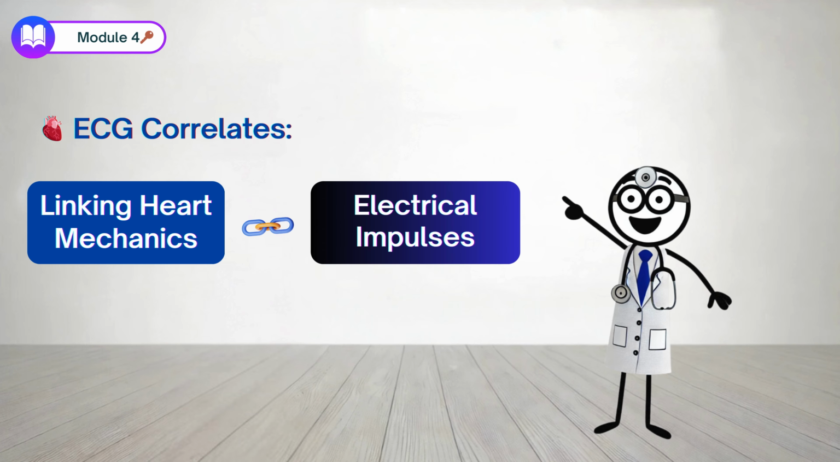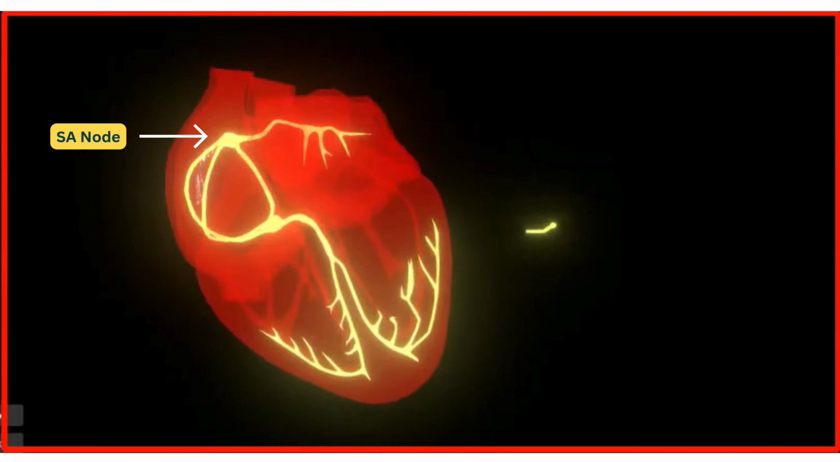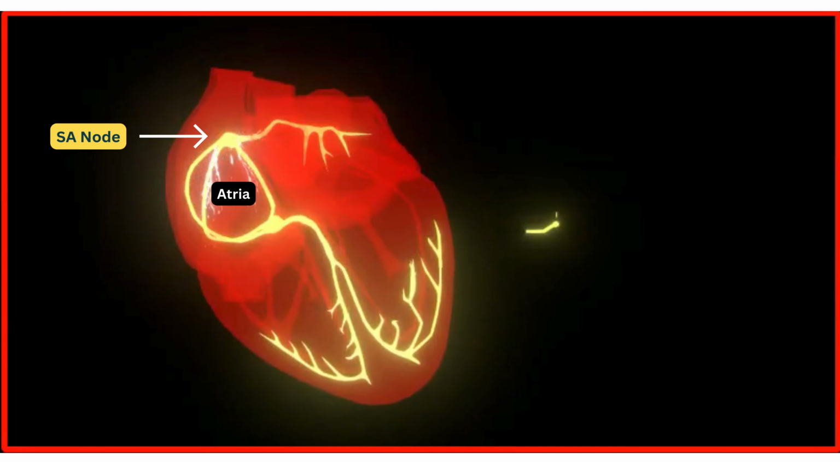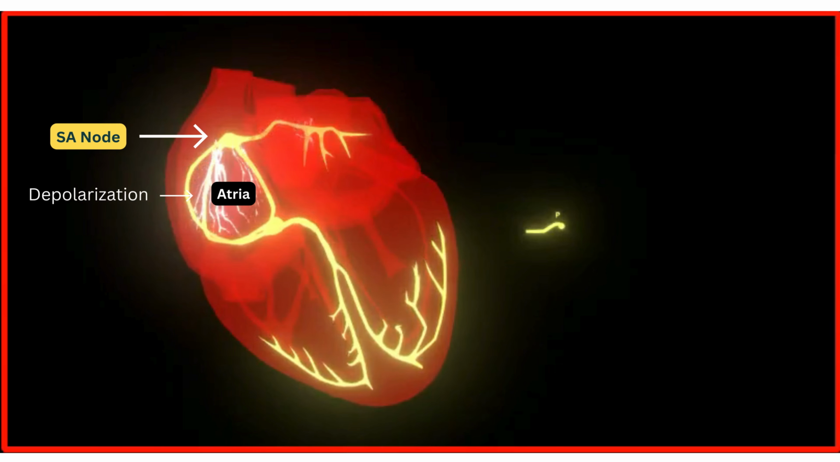Let's begin. The journey starts with the sinoatrial node, or SA node, the natural pacemaker of the heart. When the SA node fires, it sends an electrical impulse that spreads across the atria. This causes the atria to depolarize, meaning the heart muscle cells change their electrical state and prepare for contraction. Shortly after depolarization, the atria contract, pushing blood into the ventricles.